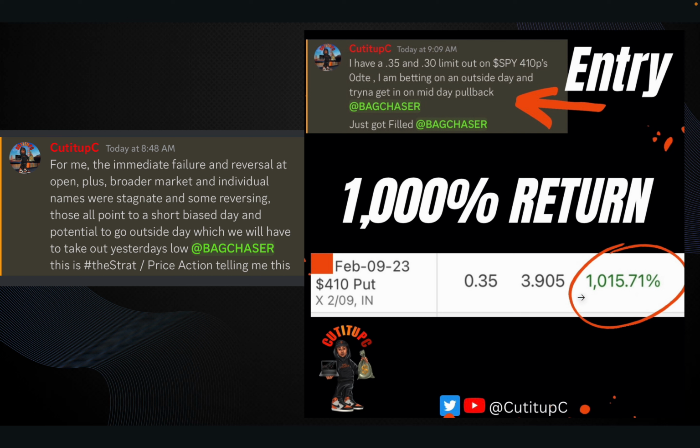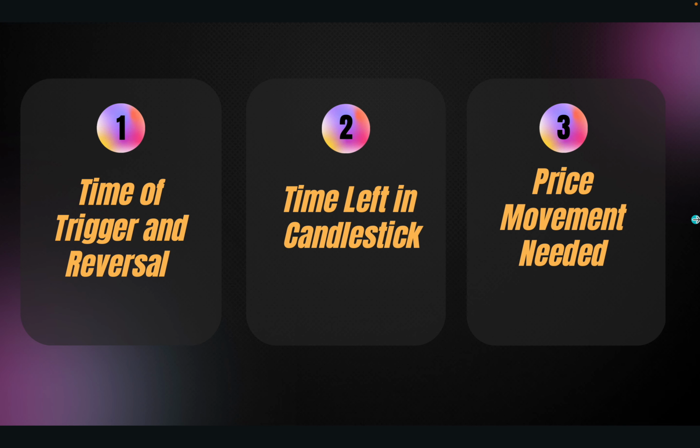A lot of people started asking how I was able to identify and how I knew the day was going to go outside. So I figured I would make a little presentation for you guys and go over some of the criteria that I have on a little checklist when I'm trying to gauge outside bars or candles.